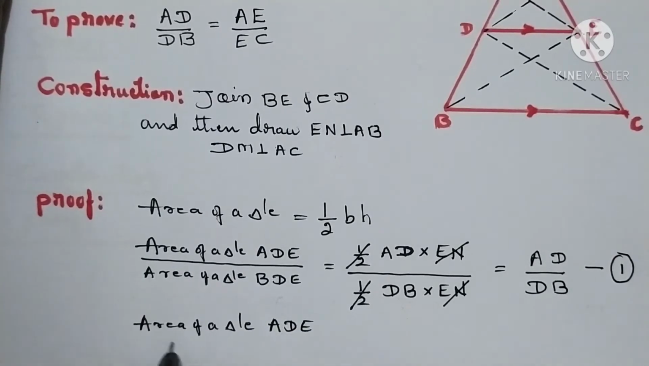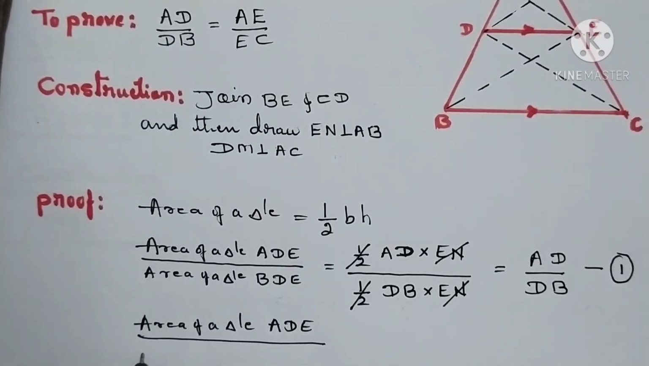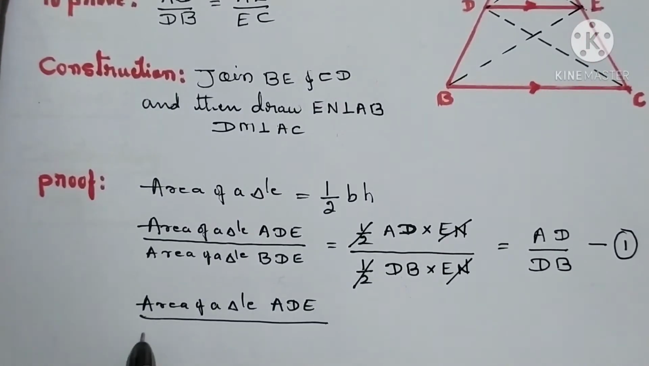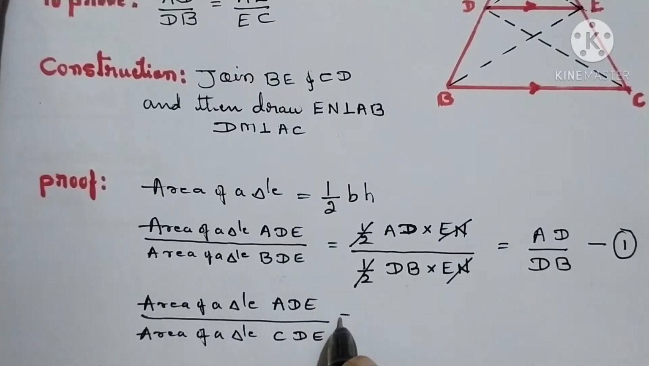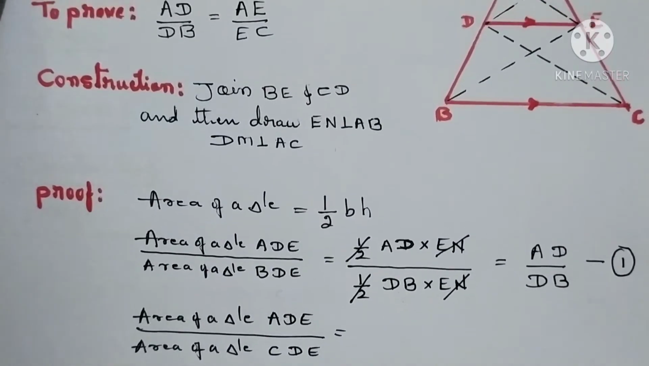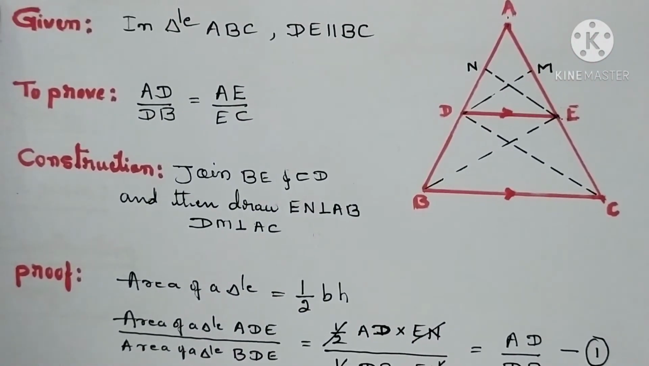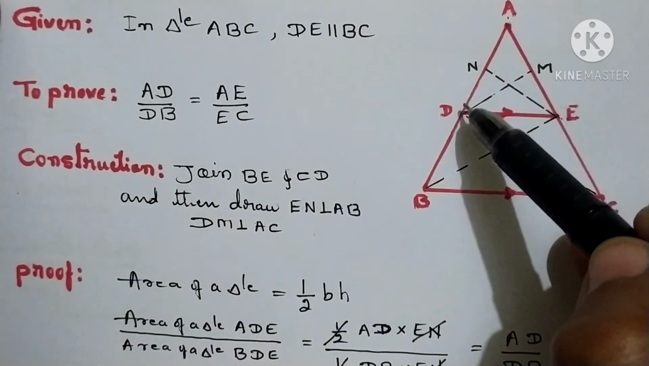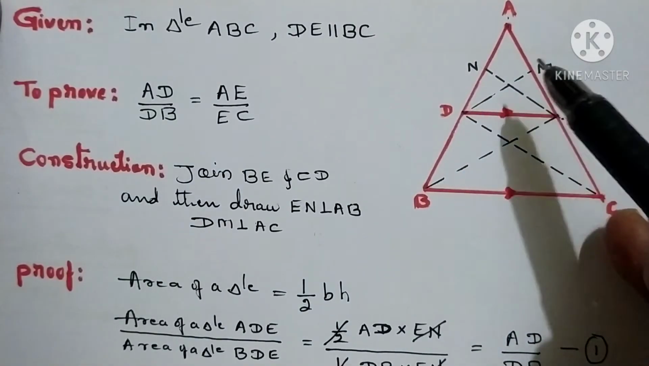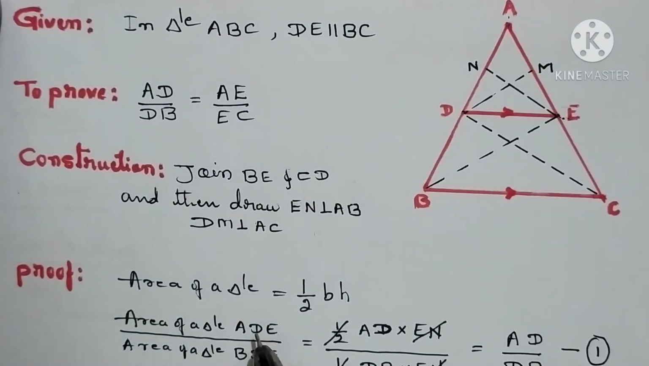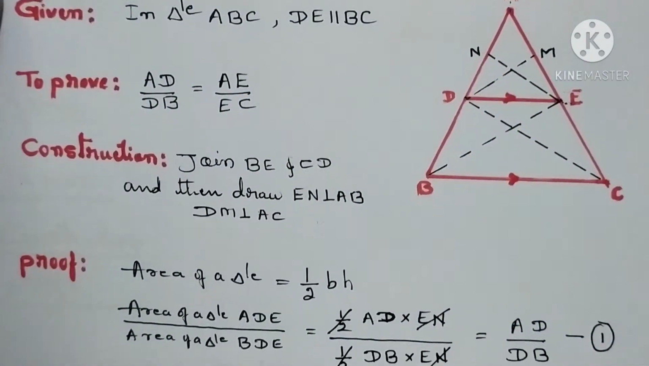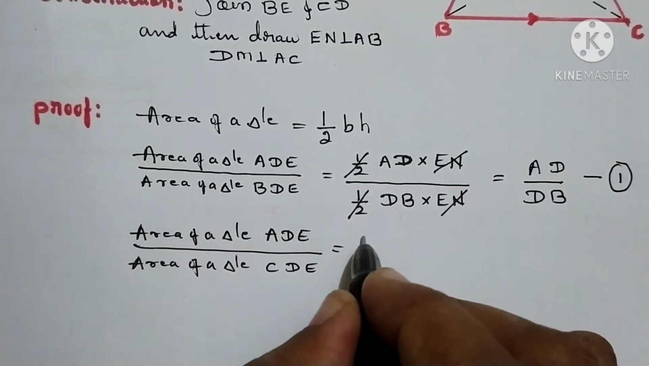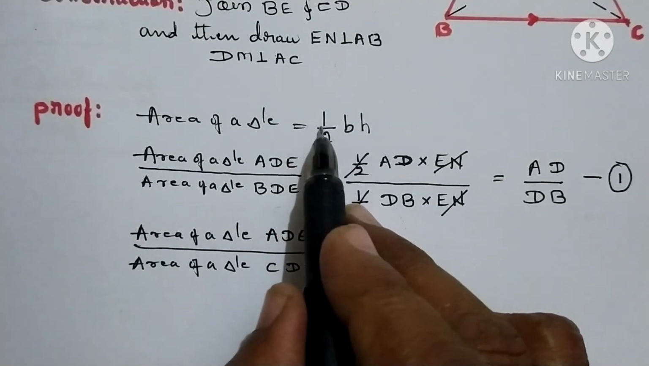ADE whole divided by area of a triangle CDE. Same procedure we have to follow here. Area of triangle ADE, you see in this figure ADE. What you took in the previous one, same only you should take ADE. So here we should write half, according to the formula, half.